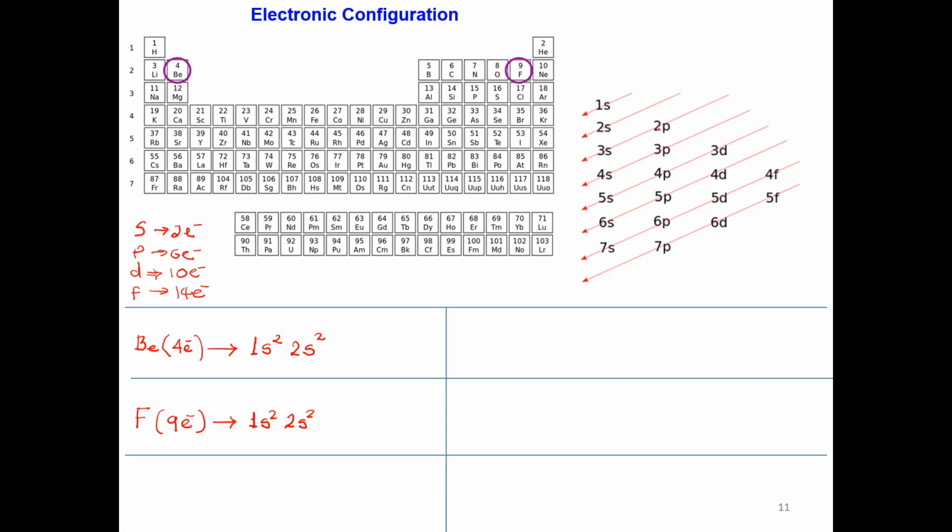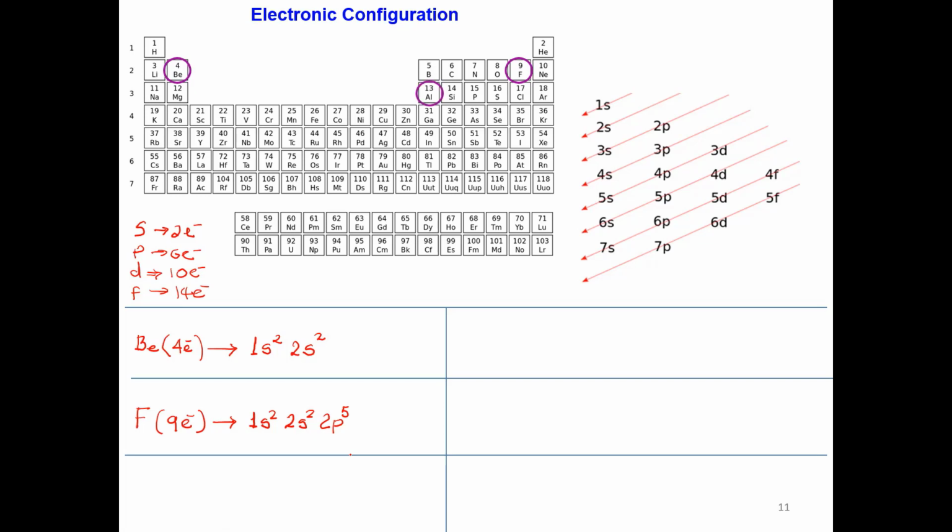Always from right to left. 2p. p can hold up to 6 electrons, but we need just 9 electrons in total. We had 2 plus 2, 4, so we need 5 more. Then here we just write 5, because if we add the number of electrons in each subshell, this must be equal to 9. 2 plus 2 is 4, plus 5 is 9. Then this corresponds to the electronic configuration for fluorine.